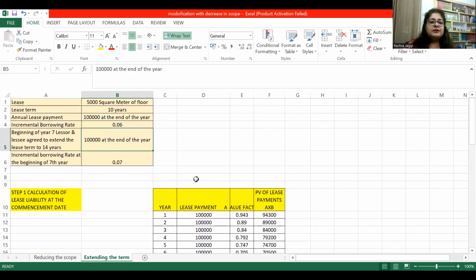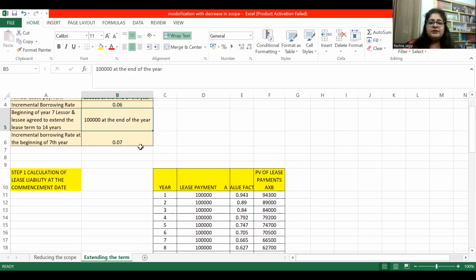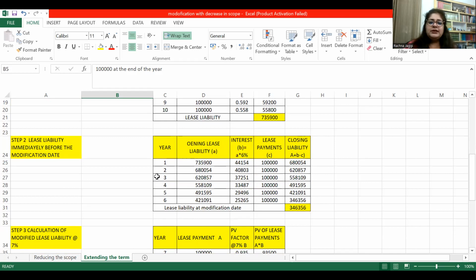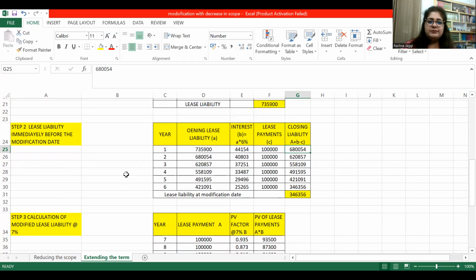Now, second step, we need to see how much is my lease liability before the modification, right? So we have changed the lease at the beginning of the 7th year, so that means we need to see how much is my lease liability standing. So for the first 6 years, of course, I have calculated my lease liability. My opening lease liability is 735,900, on which, of course, I'll pay the interest at the rate of 6%. I'll make the lease payment, right? So opening lease liability plus interest minus lease payment will give me the closing lease liability, right? So with this calculation, I find that lease liability at the modification date is actually 3,46,356, right?